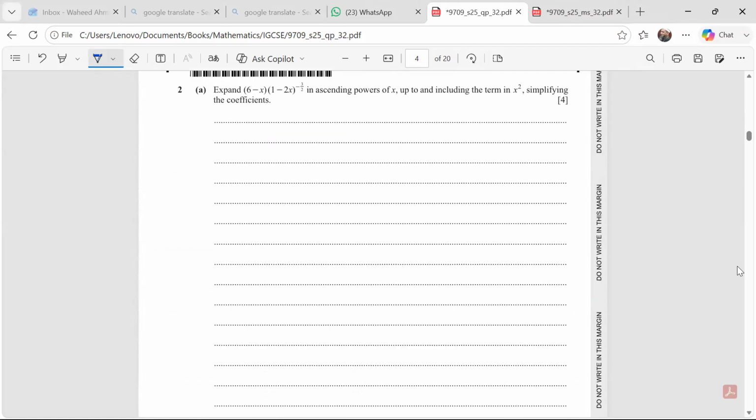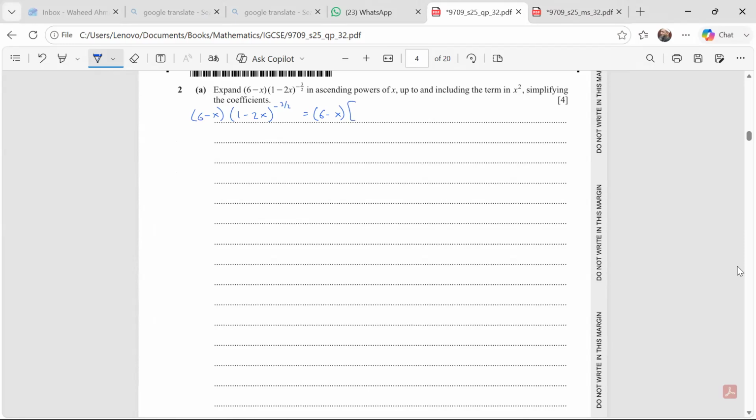Now question number 2. Okay, this is interesting. Expand this in ascending powers of x up to and including the term in x squared. So we have (6 minus x) into (1 minus 2x) to the power minus 3 by 2. So when we expand it, 6 minus x will be as it is.